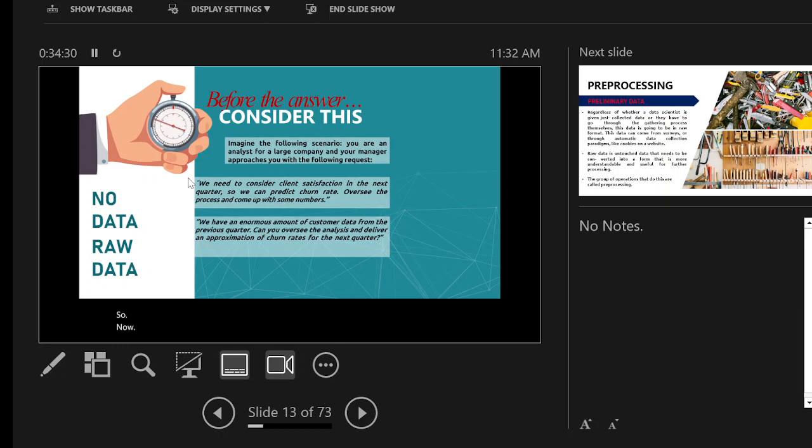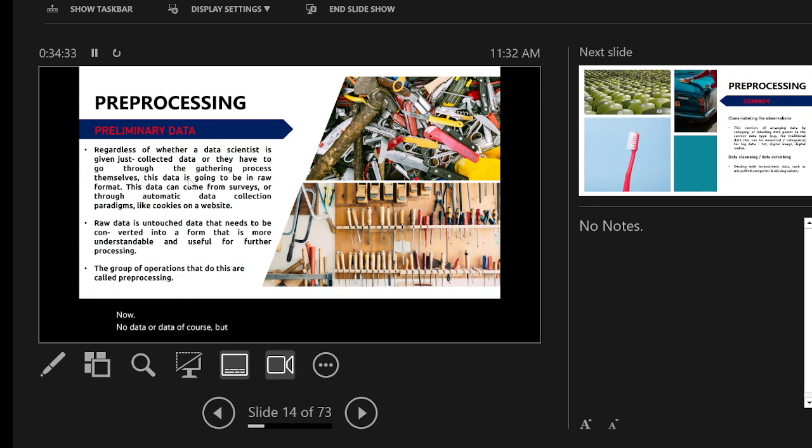No data, raw data, of course, but that one leads us to what I mentioned on the processing of data. We are saying that regardless of whether a data scientist is given just collected data, you see, that person was told that there was data, or they have to go through the gathering process themselves, this data is going to be in raw format.